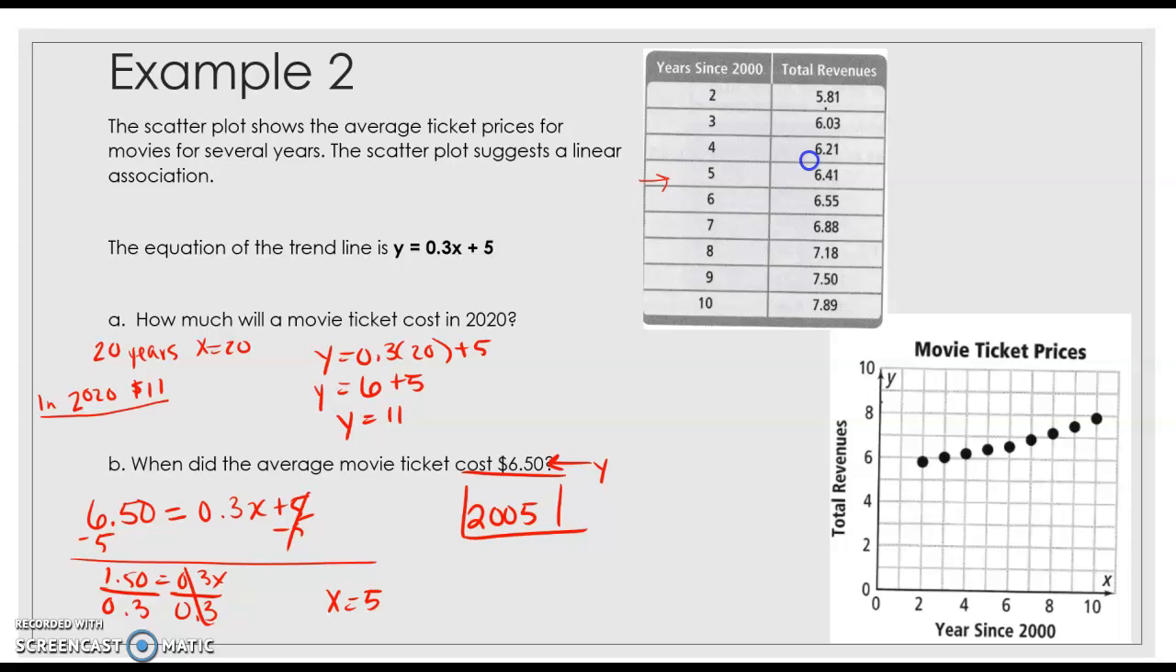Like, if the trend keeps going as it is, this would be the approximation of how much a ticket would cost in such and such year. So that's how we can use it. Again, when it comes to using your trend lines, it's plugging in either a value for your x or a value for your y and solving the rest of your equation to find the other value.